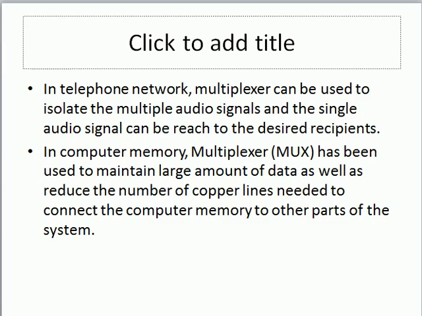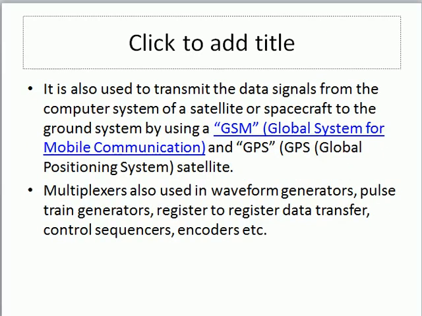In computer memory, multiplexers are used to maintain large amounts of data as well as reduce the number of copper lines needed to connect the computer memory to the other parts of the system. It is also used to transmit data signals from the computer system of a satellite or spacecraft to the ground system by using GSM, that is the Global System for Mobile Communication, and GPS, that is the Global Positioning System satellite. Multiplexers are also used in waveform generators, pulse train generators, register to register data transfer, control sequences, encoders, etc.